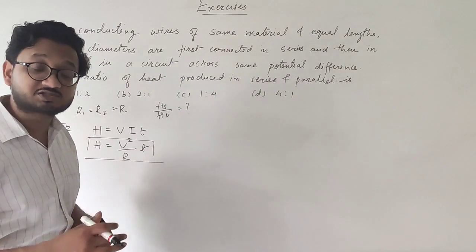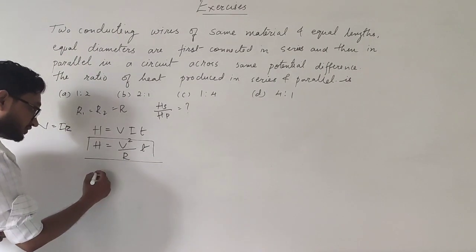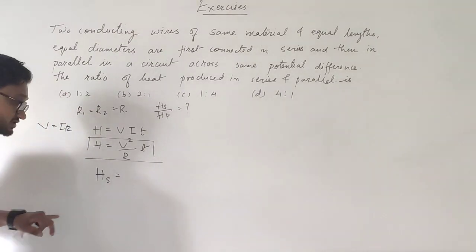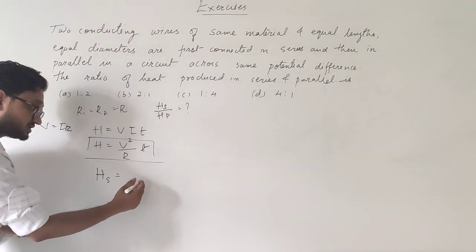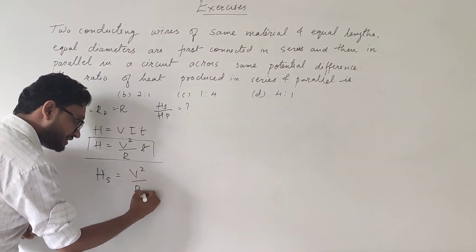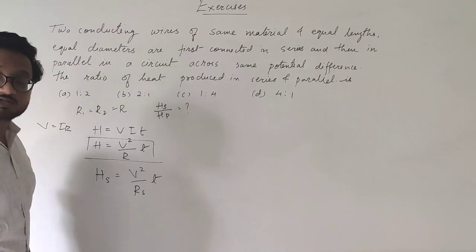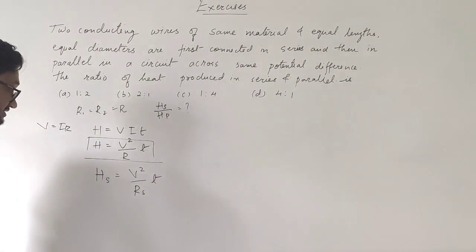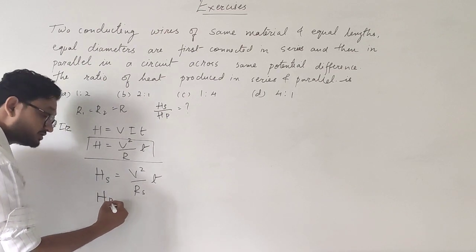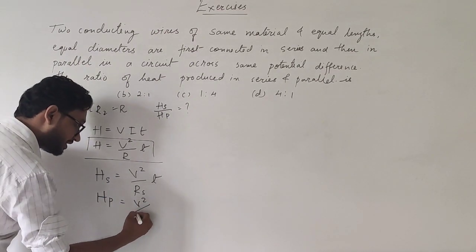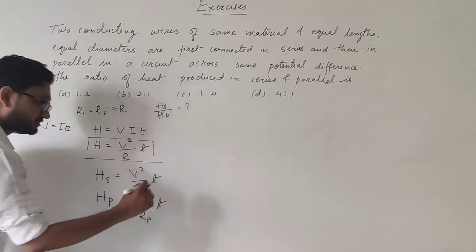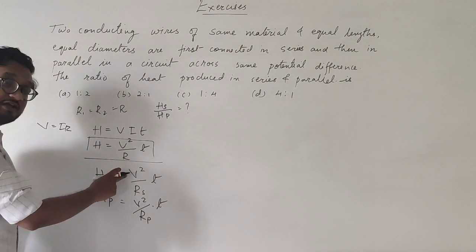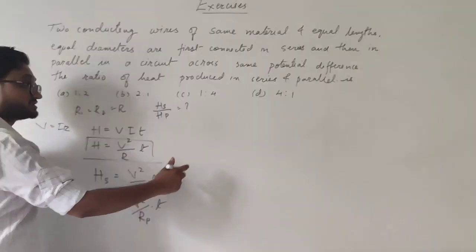But we cannot just use this formula for this resistance. They are first connected in series, so we have to find the combination. So first of all, the heat energy when they are connected in series. So I am writing heat energy when series combination. V square by Rs into T, where Rs is the total resistance of the circuit when they are connected in series. Similarly, heat produced in parallel, that is V square by Rp into T. So first of all, now you need to find the resistance in series and resistance in parallel.